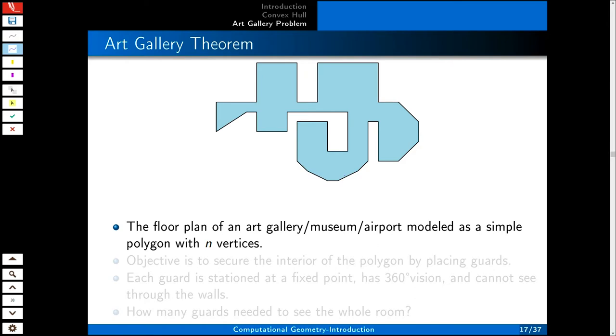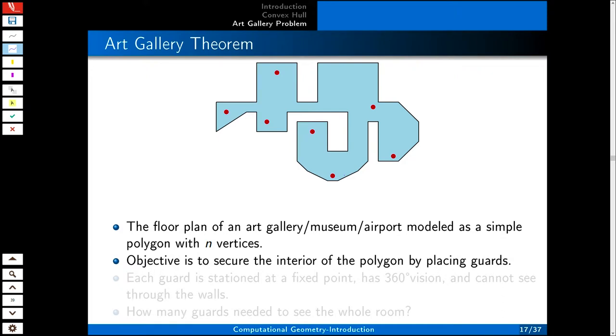How can we model an army base or a secure facility? By a simple polygon. I'll give a formal definition of a simple polygon. I hope everyone understands what a polygon is. So given a simple polygon, our objective is to place certain guards, because this is like a late 90s problem or maybe 1970s problem. So people didn't know what cameras are. Cameras can be used for monitoring. That was not known at that time. So we can argue this problem from the current scenario as well.